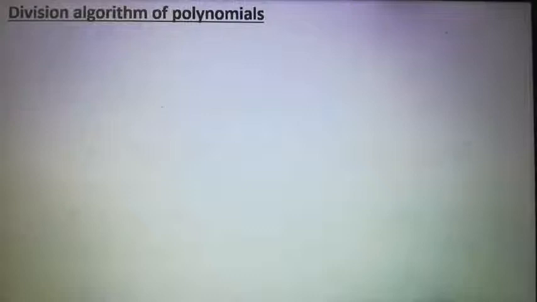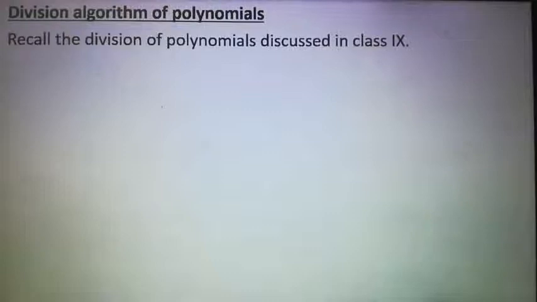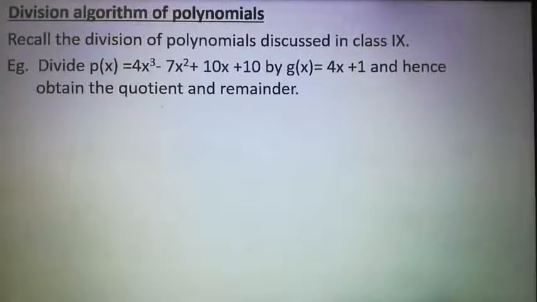In the number system we have already studied the division algorithm of numbers, and the same relation we are going to verify in the case of polynomials. Just to recall, when you divide a number by another one, you get a quotient and a remainder, and if the number is completely divisible by the divisor, then the remainder will be 0. In the number system we have the algorithm that dividend is equal to divisor into quotient plus the remainder.